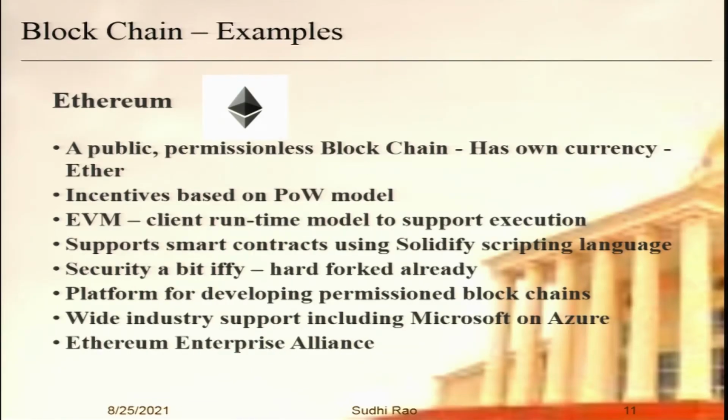Ethereum is the second biggest Bitcoin. It is also a public permissionless blockchain. It also has its own currency called Ether. Its incentive was based on proof of work, and it is moving into proof of stake.